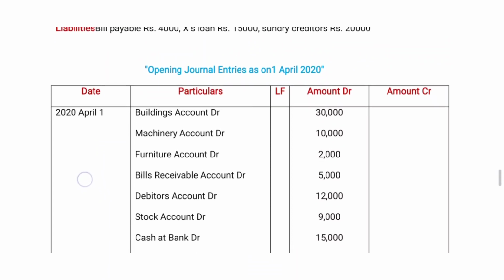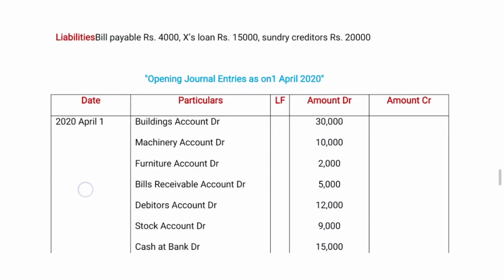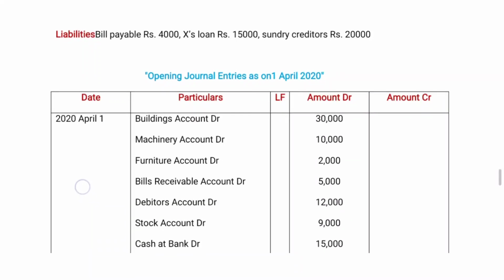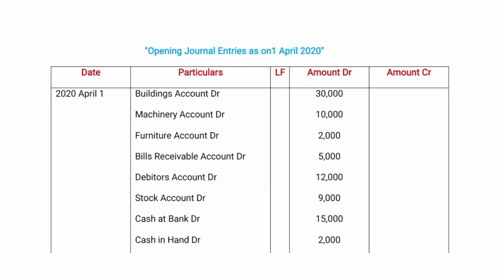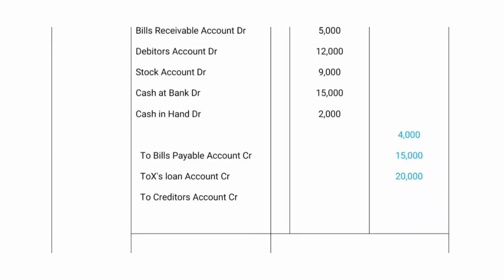Now coming to bills payable account 4,000 rupees, whereas X loan account, it is to X loan account 15,000 rupees, sundry creditors 20,000. The amount is taken in the credit column. Now we are going to pass these entries. Now we are coming to the credit balances. It is to bills payable account 4,000. Now to X loan account, credit it's 15,000 rupees. To creditors account it is 20,000 rupees.